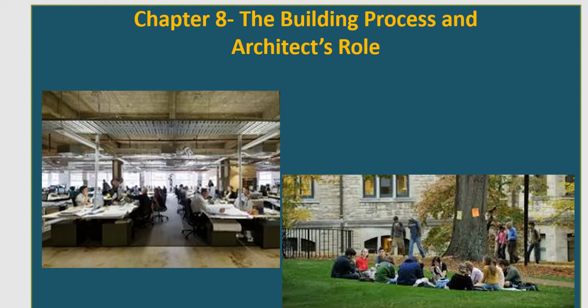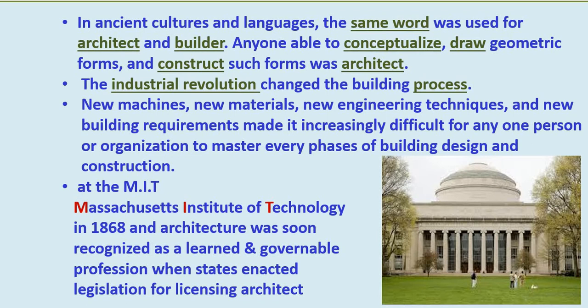So in this chapter, we will talk about the building process, what we need to do inside the building, and the role of the architect. Before, people usually thought architect and builder had the same meaning, but they are different. An architect is the person who conceives the concept, draws, holds the contracts, and does everything from A to Z in design. That's what an architect is.